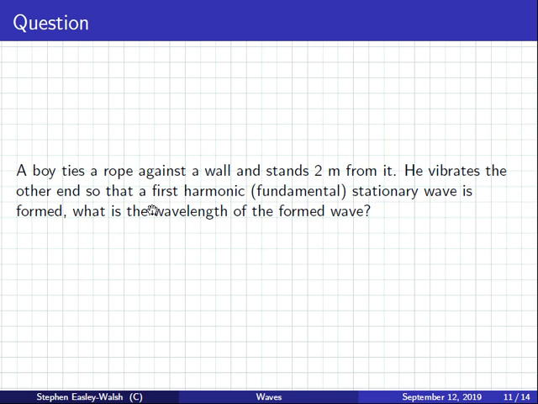Let's have a look at this really simple example. I don't even think you should write it down. A boy ties a rope against the wall and stands 2 meters from the wall. He vibrates the other end so that a first harmonic is formed. What is the wavelength? So he has a rope against the wall and he vibrates it so the first harmonic is formed. Who can tell me the wavelength here? 4 meters. Yeah, I think so, because how much of the wave is formed? Half a wavelength. So it'd be 4 meters here.